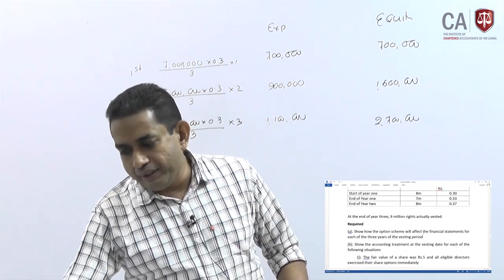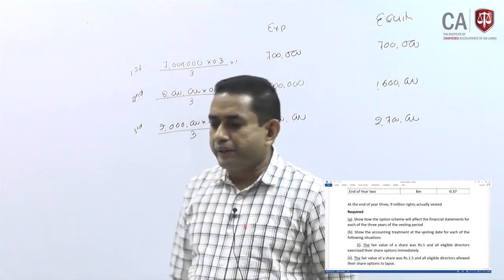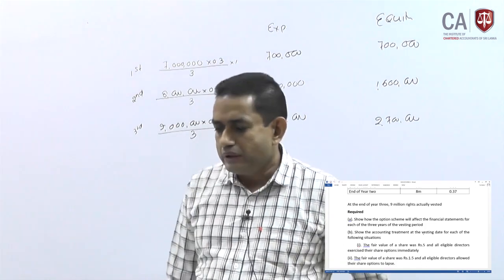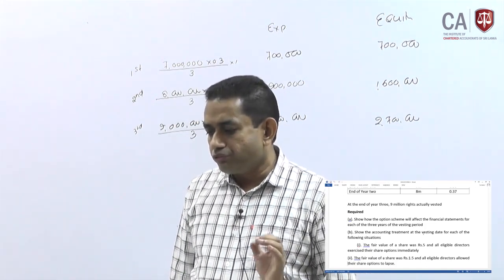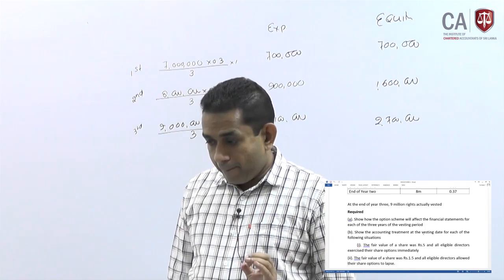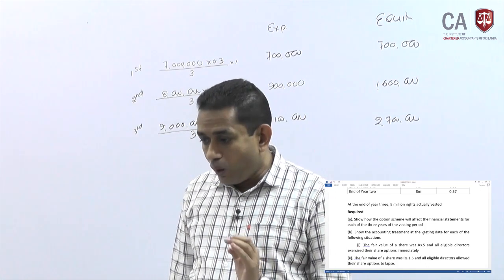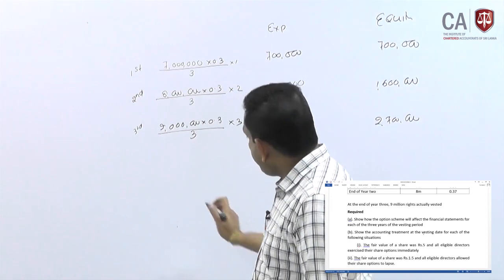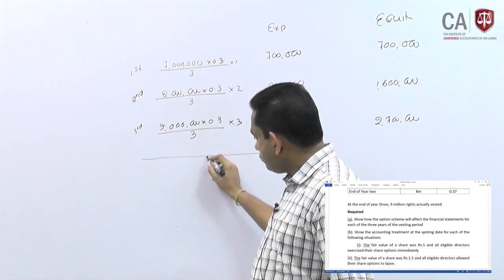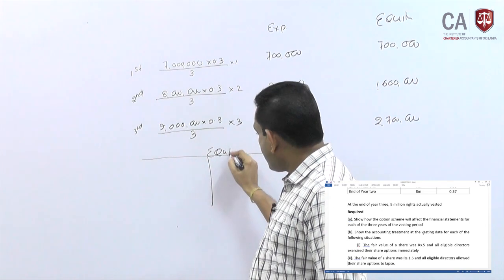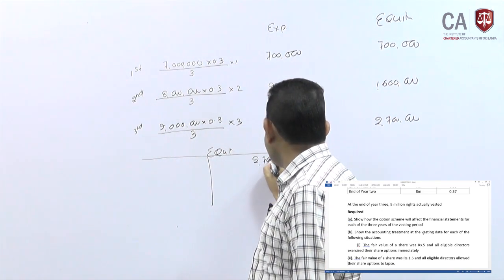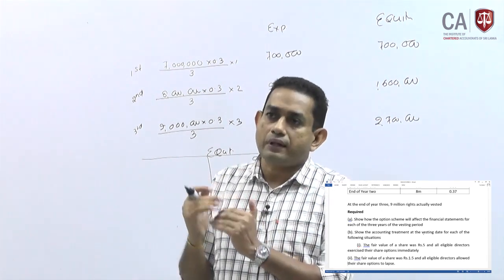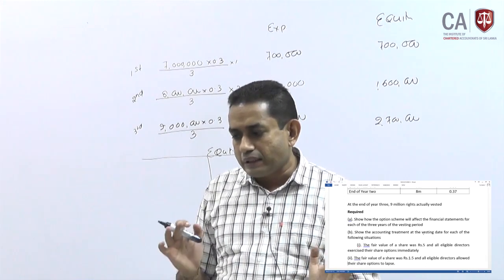And part B: show the accounting treatment at the vesting date for each of the following situations. The fair value of a share was 5 rupees, and all eligible directors exercised their options immediately. Now, in this equity account, we have a credit balance of 2.7 million rupees. Under the options, the directors have the right to buy a specific number of shares at a specific price.